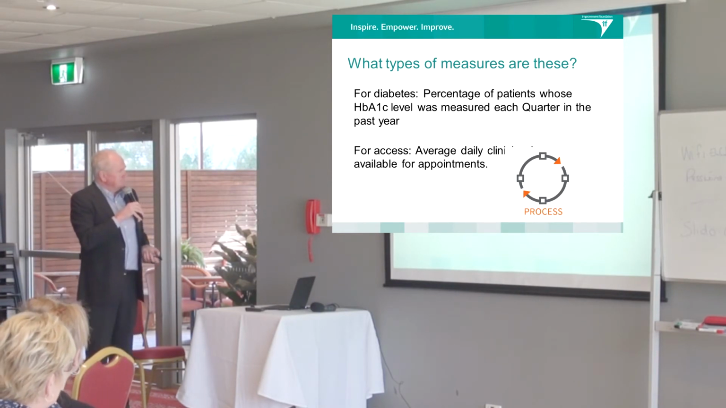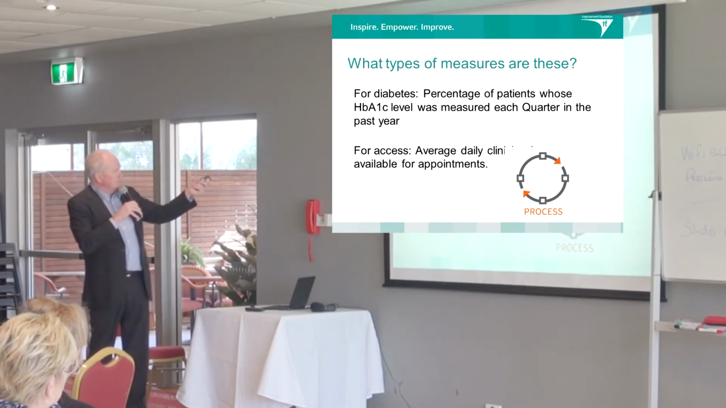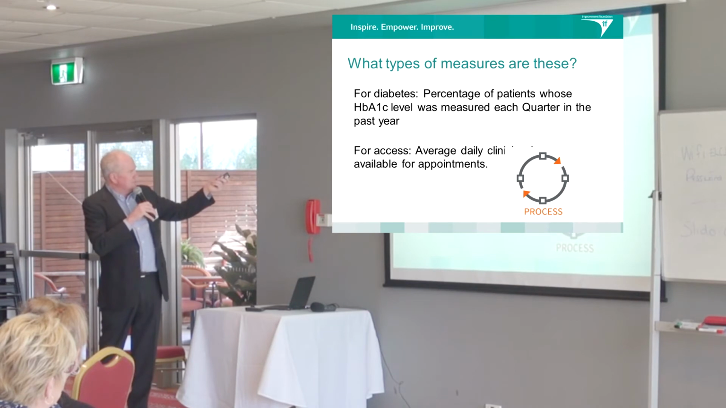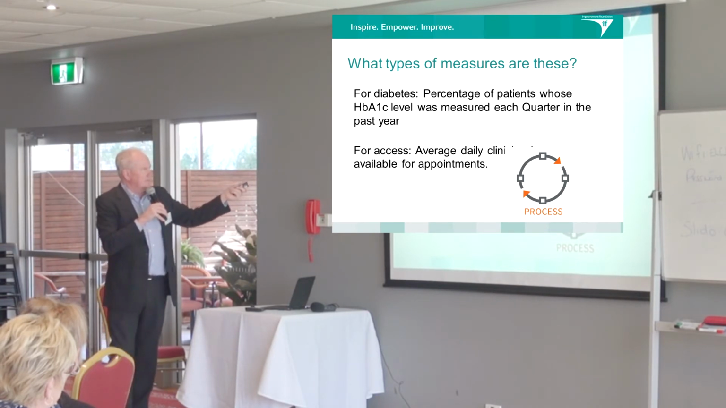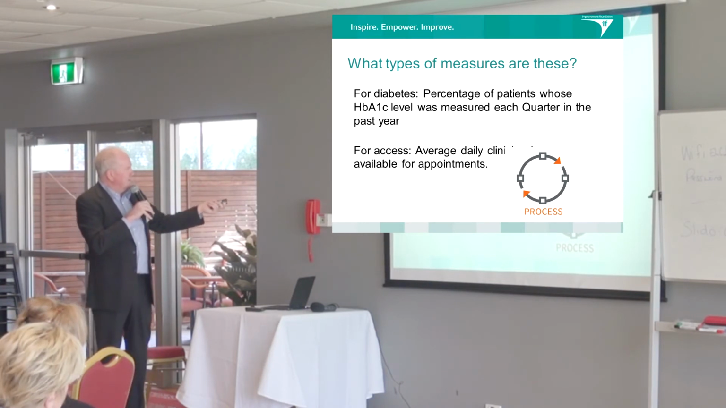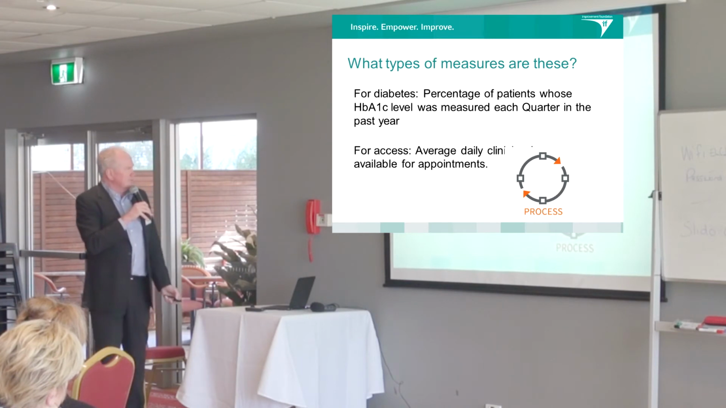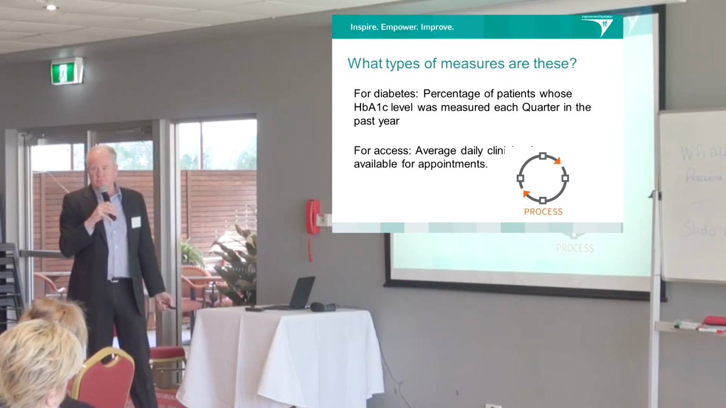So these ones here, these are process measures. So the percentage of patients whose HbA1c level was measured in the quarter, it actually should be two times in the last year, and the average clinicians' available appointments. They're things that you control in your system about activity.